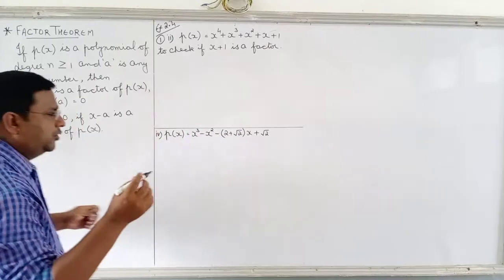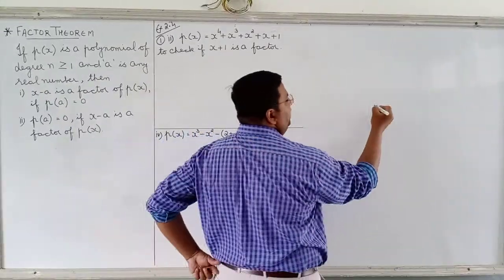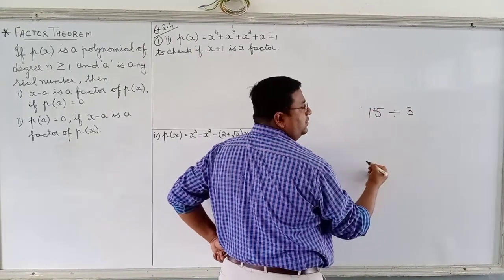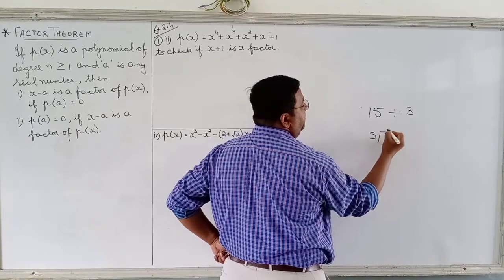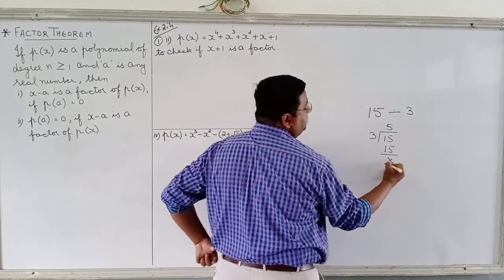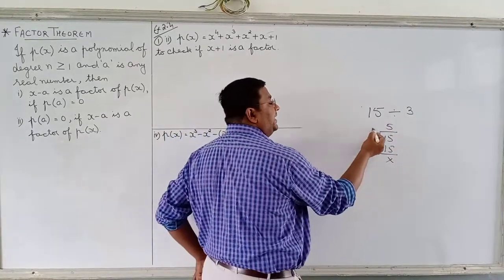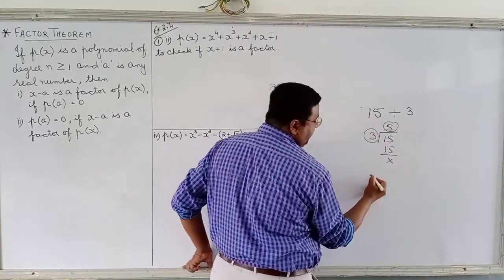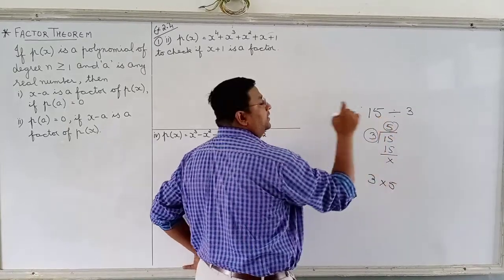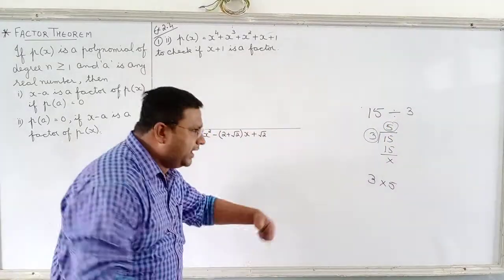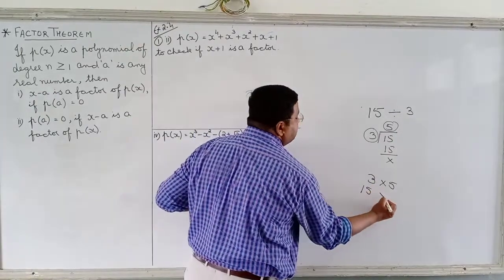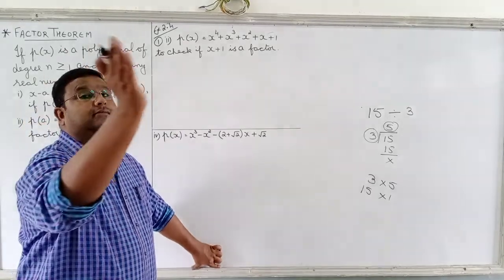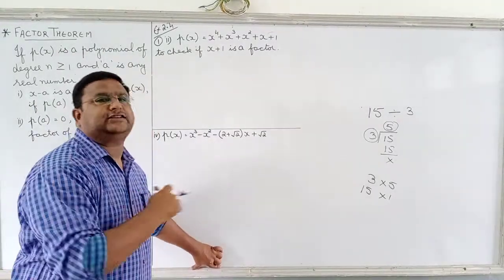If I take a simple example, say 15 divided by 3, we know the remainder is 0. So we say that 3 is a factor of 15, or we say 5 is a factor of 15. We can say 3 and 5 are factors of 15. Other factors of 15 are 15 and 1. When do we call it a factor? When the remainder comes out to be 0. So that is the factor theorem.